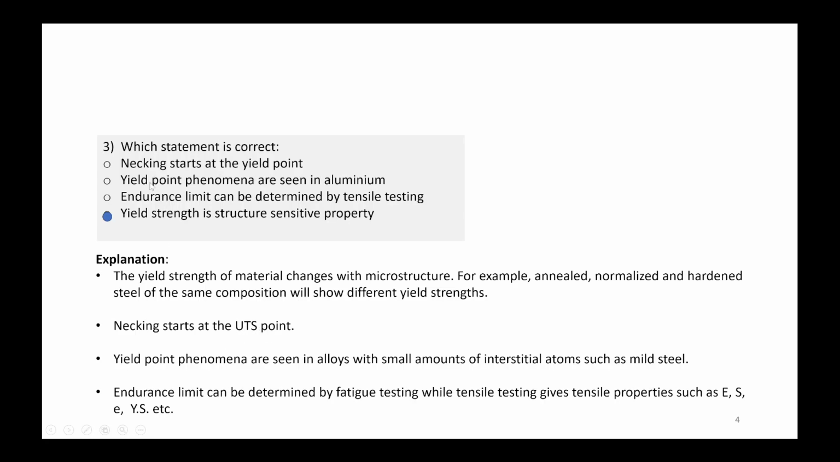Second, yield point phenomena are seen in aluminium? The explanation is that yield point phenomena are seen in alloys with small amounts of interstitial atoms, such as mild steel. Third, endurance limit can be determined by tensile testing? No, it can't be. It is determined using fatigue testing, while tensile testing gives us tensile properties such as elastic modulus, engineering stress and engineering strain, and yield strength.